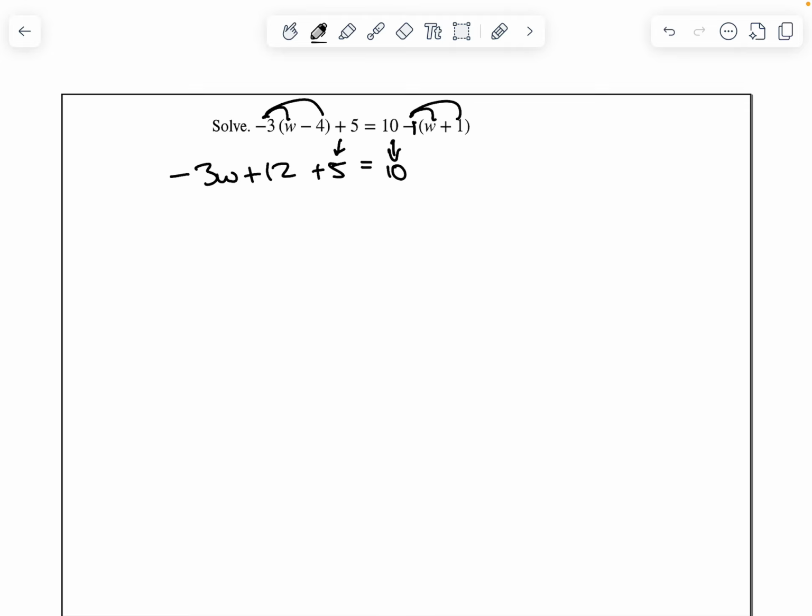This is actually a negative 1. It doesn't say it, but it's a negative 1. So negative 1 times w is negative w. Negative 1 times negative 1 is negative 1.